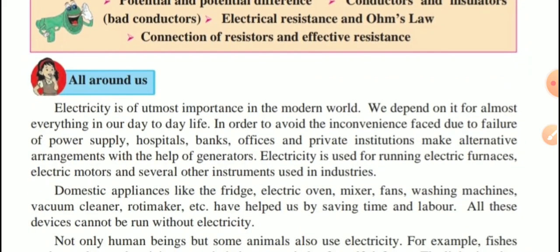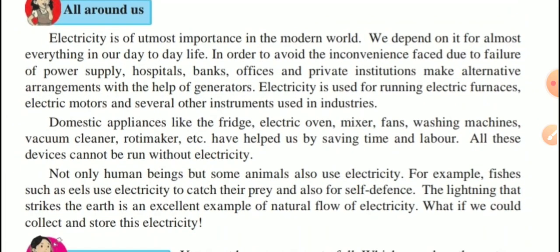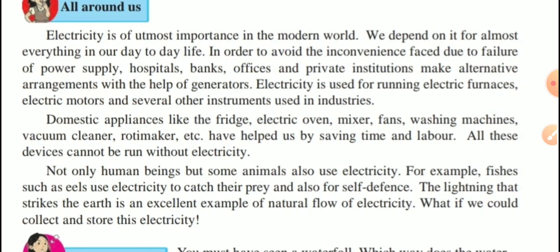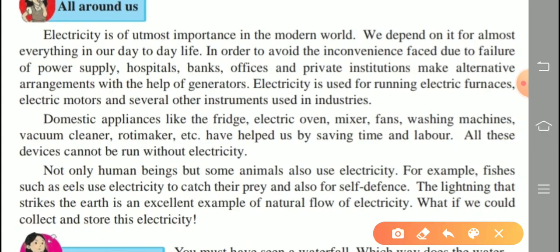Now see here, all around us. Electricity is of utmost importance in the modern world. We depend on it for almost everything in our day-to-day life. In order to avoid inconvenience faced due to failure of power supply, hospitals, banks, offices, and private institutions make an alternative arrangement with the help of generators. All of you are aware of this.